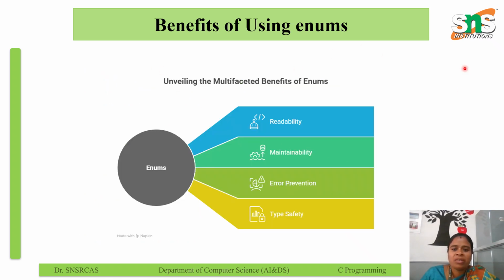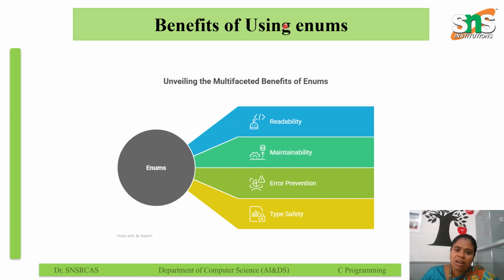Next one, benefits of using enum. First one is readability. Enum makes code easy to understand by replacing magic numbers with meaningful names. The second one is maintainability. If you need to change the value associated with a particular state, you only need to modify the enum definition rather than searching and replacing the value throughout your code. Third one is type safety.